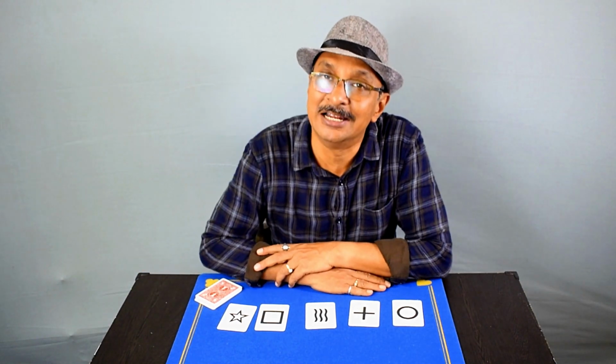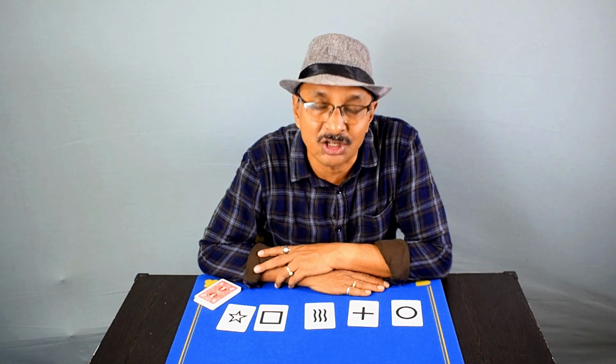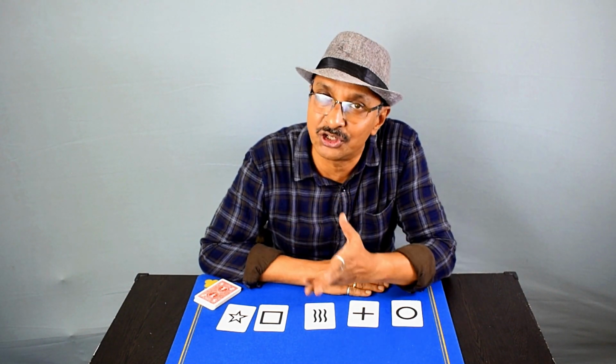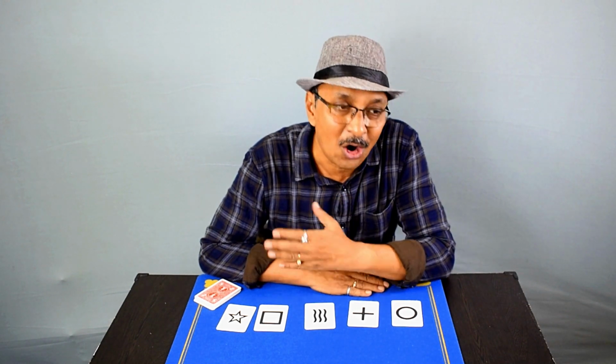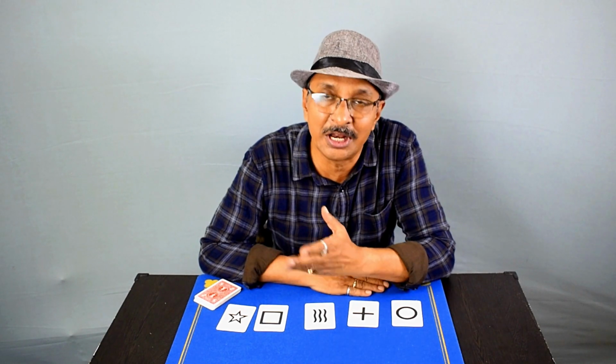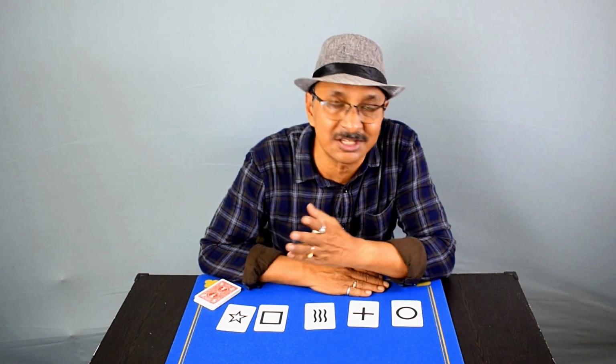For this you need a deck of Zena cards or ESP cards. It is readily available from any magic dealer. You can purchase online, or if you have a magic store near you, you just go and ask for a deck of Zena cards. It's not very costly.